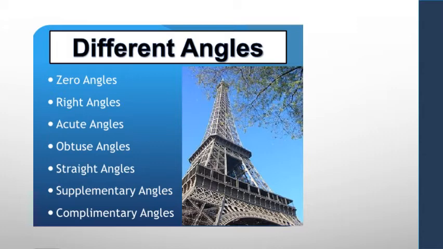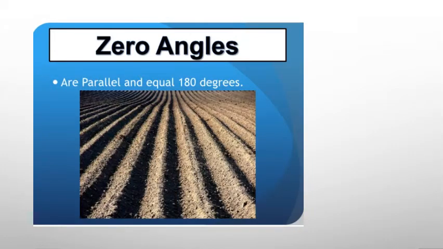What are those names? Once again we are repeating those words: zero angle, right angle, acute angle, obtuse angle, straight angle, supplementary angle, and complementary angle. As I have said, we will discuss all these types in detail. So today we are going to discuss all these topics in detail, starting with zero angle. What is zero angle?